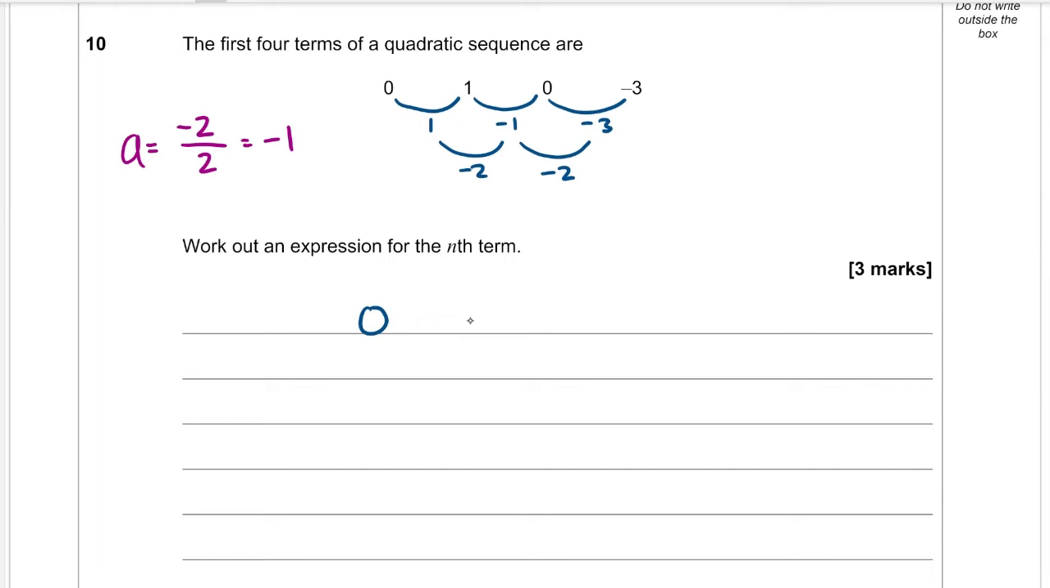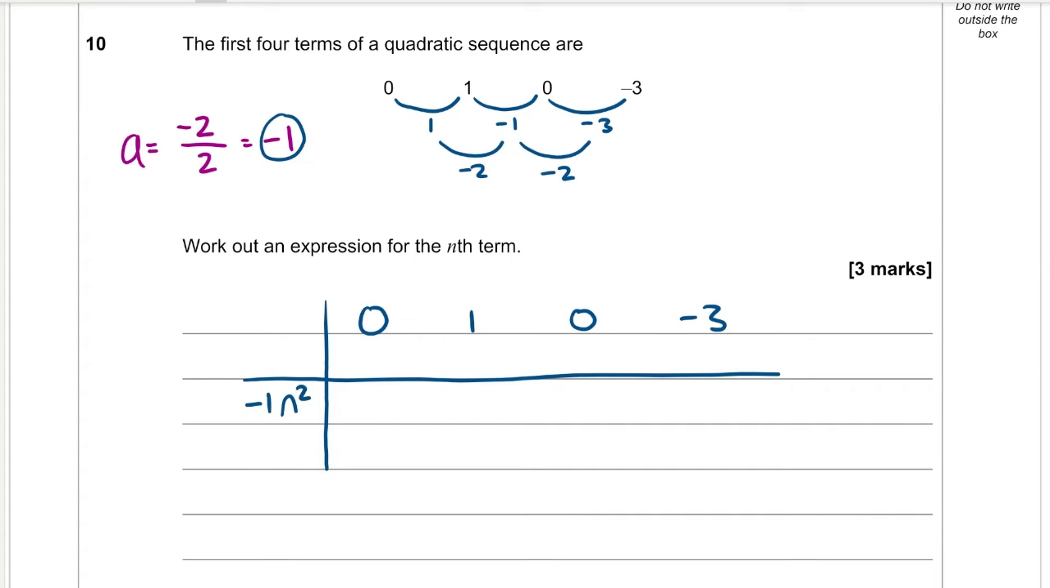Next I write the sequence out again like this, and I draw a little table, and here I write minus 1 because of this term here, n squared. So when n is 1, I'm going to get minus 1. When n is 2, square it gives me 4, then times by minus 1 is minus 4. When n is 3, square it, 9 times minus 1 is minus 9. And when n is 4, 16, minus 16.